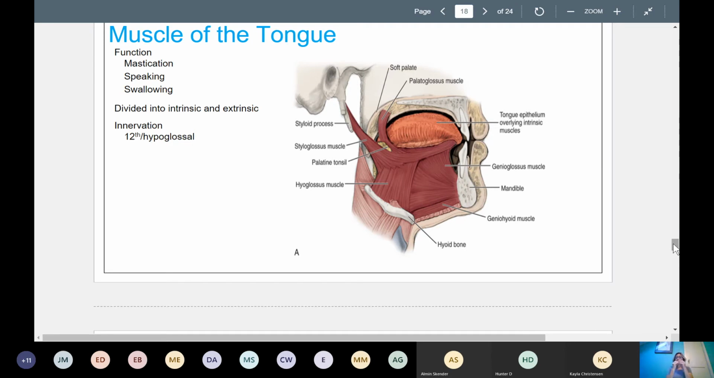Intrinsic are muscles that are actually inside the tongue. Extrinsic are muscles that attach to the outer surface of the tongue. The intrinsic muscles help to do things like roll the corners of your tongue. Everybody roll the corners of your tongue. Those are your intrinsic muscles. Your extrinsics are what allows you to stick your tongue out, pull it back in.